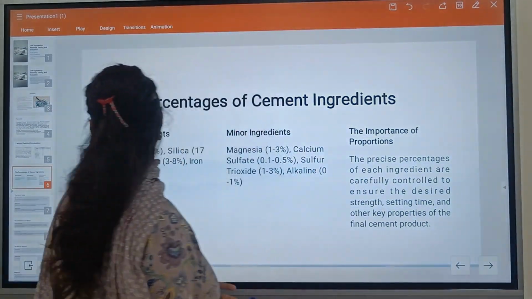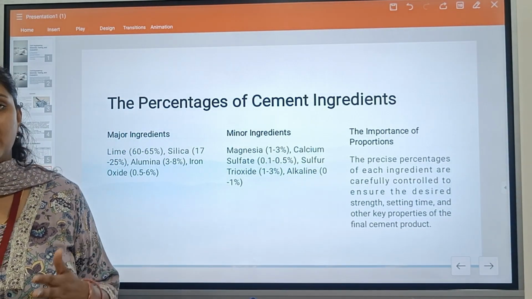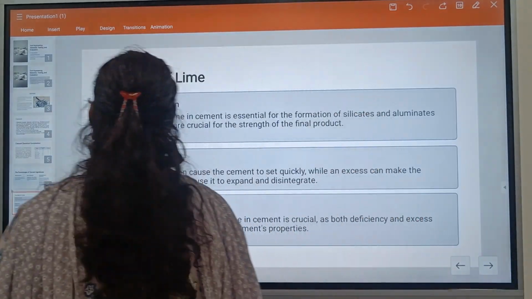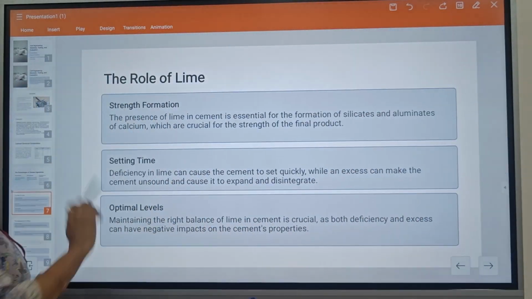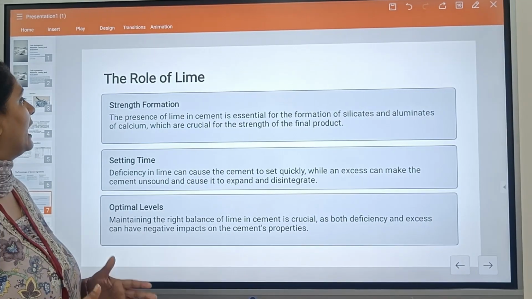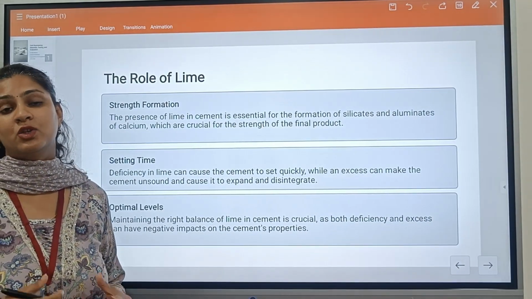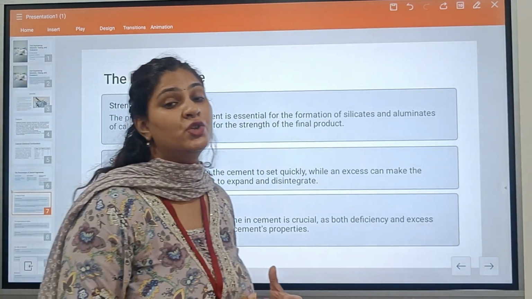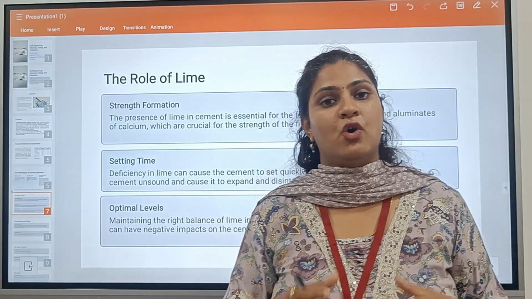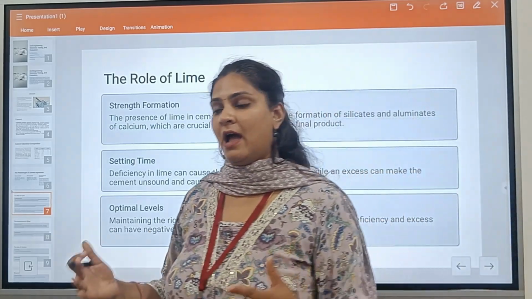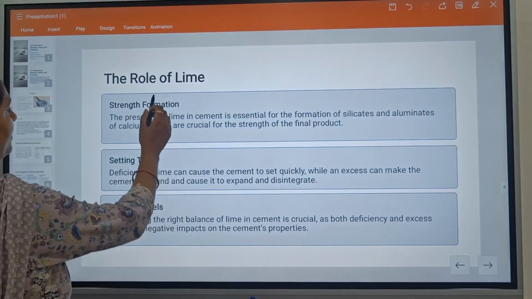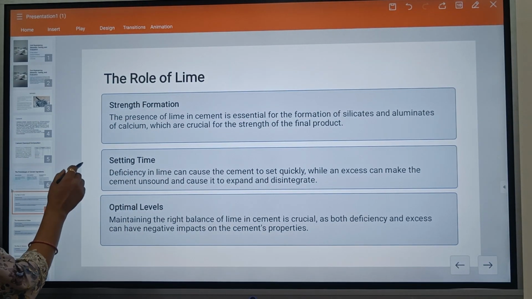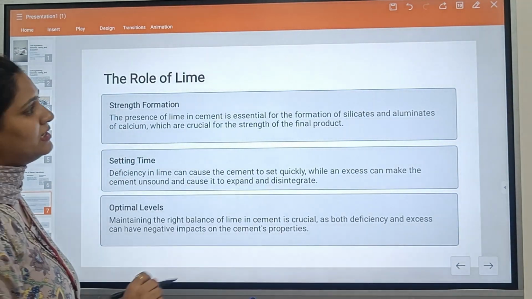Now, let's discuss all of these compositions one by one to get the details. The first one is lime. What is the role of lime? Why is lime used in cement? What are its major functions, and what happens if we use lime in a lower proportion or in excess? Let's see lime first. As we know, lime comes in the percentage of 60 to 65.